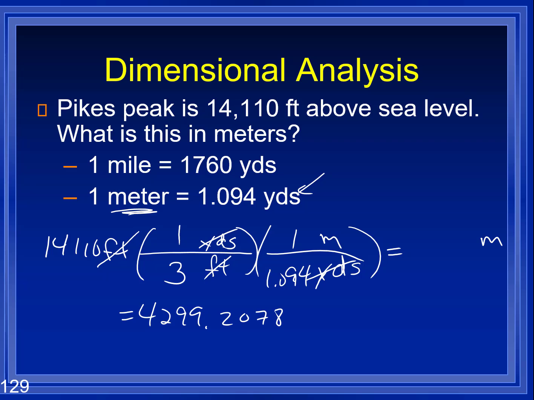4,299.2078. More numbers than I can justify. I think that's what the book said, right? Your calculator gives you more numbers than you can justify based on the original measurements. Okay.